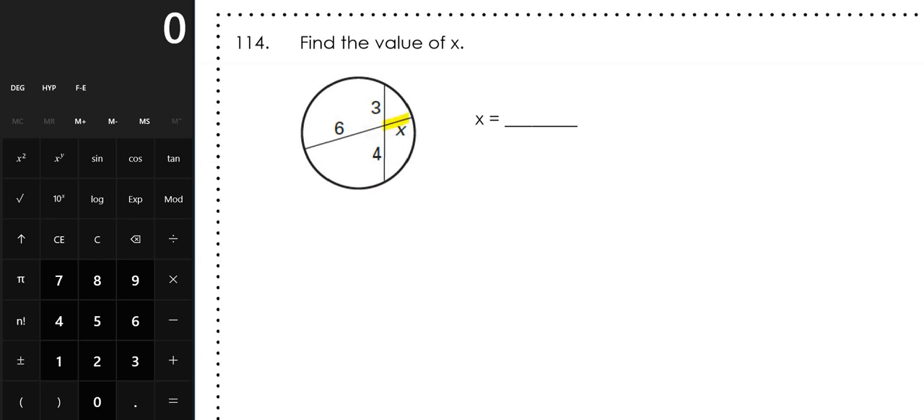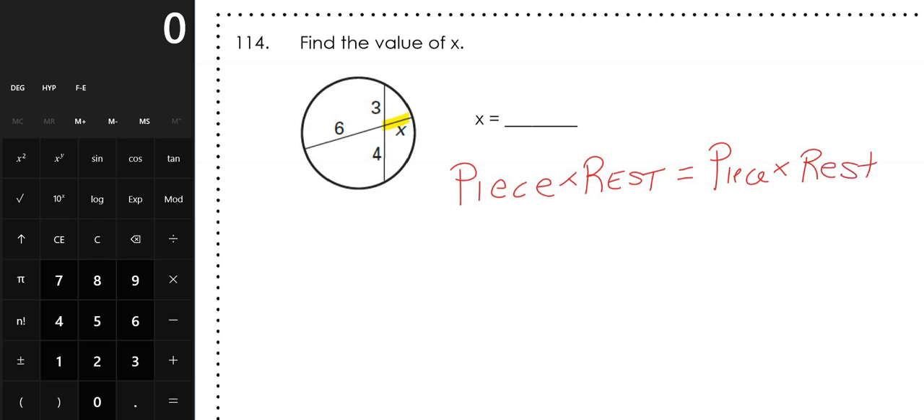That says you're going to take one piece of the chord times the rest of it equals the other chord times the rest. So here's how I like to write our theorem of intersecting chords rule. Piece times the rest equals piece times the rest. So we're going to take it one chord at a time.